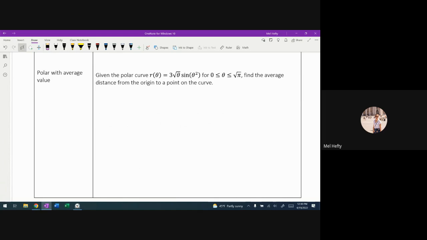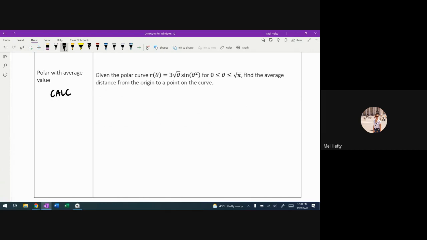All right, so let's talk about this question. We've got to figure out what it's asking us to do. This is another question that has a polar overlay to something you learned in AB. So I have given the polar curve, and you can tell this is a calculator question. I believe this was on the 2018 exam. So given that polar curve, we have an interval. We want to find the average distance from the origin to a point on the curve.